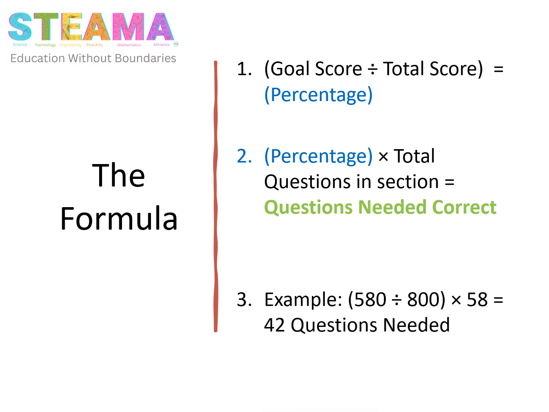So for instance, if your goal is 580 out of 800, we would divide 580 by 800, which would give us 72.5 or 73%. And then we would multiply that 72 by a total of 58 questions for that particular section, which means that you would need to get 42 questions correct.